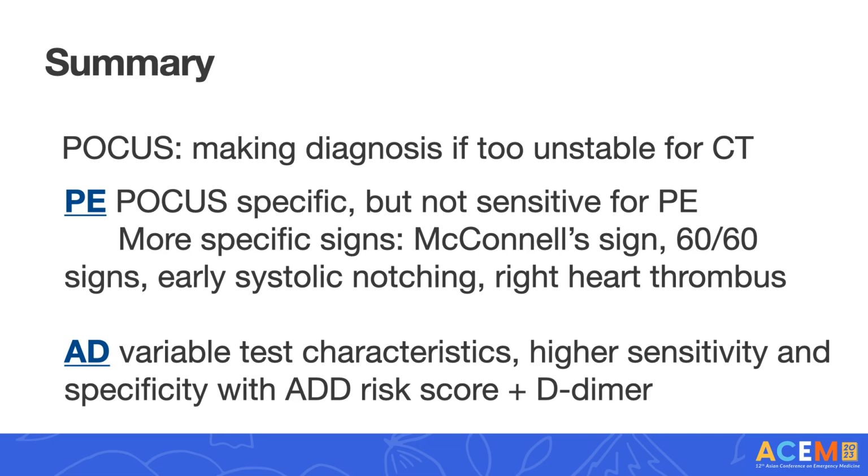In summary, POCUS is useful for making a diagnosis of PE and aortic dissection, especially if a patient is too unstable for CT scan. POCUS can be specific for PE but might not be very sensitive for PE. More specific signs for PE are McConnell sign, 60-60 sign, early systolic notching, and right heart thrombus. POCUS has variable test characteristics for aortic dissection, but sensitivity and specificity are higher if you combine POCUS with ADD risk score and D-dimer. Thank you very much for your attention.